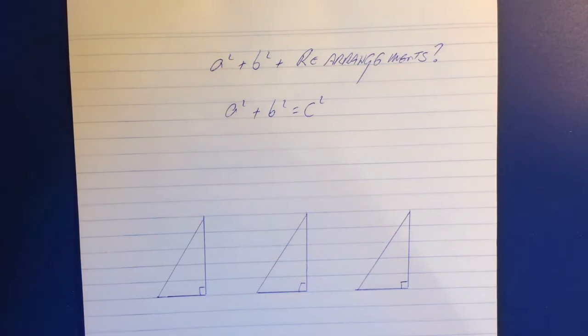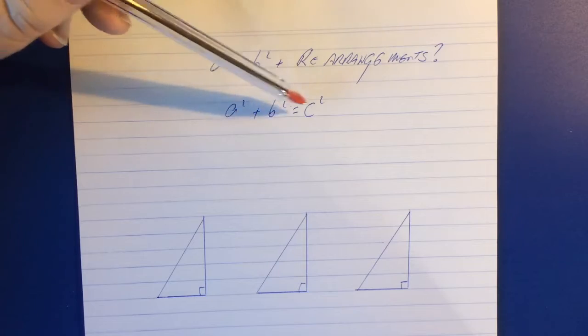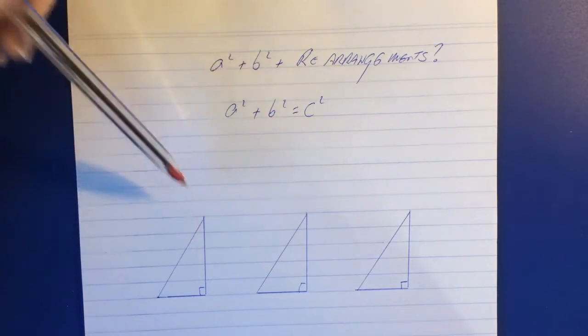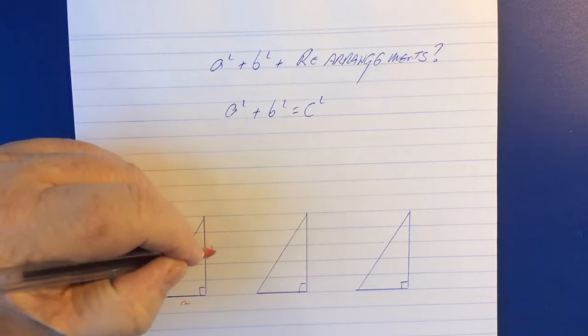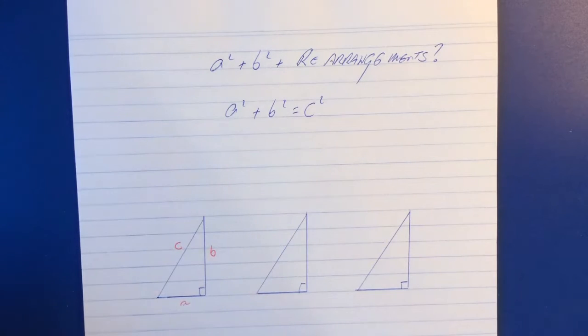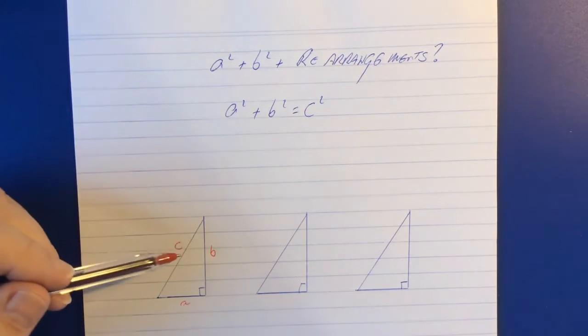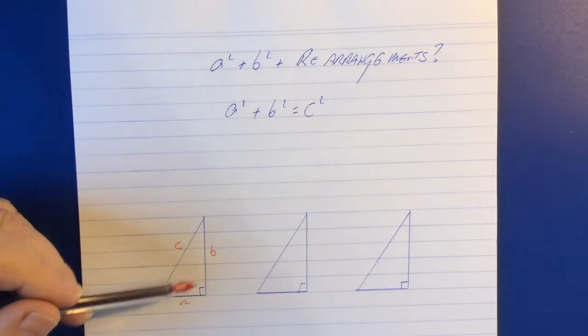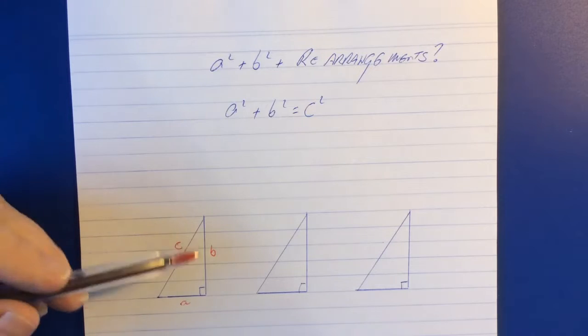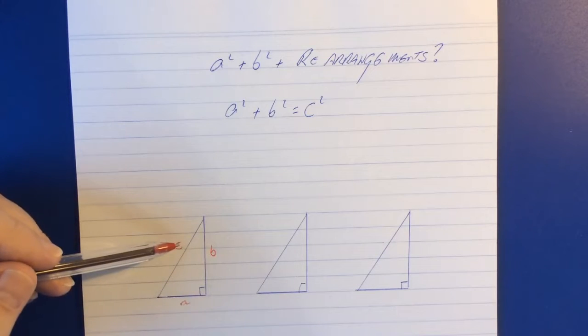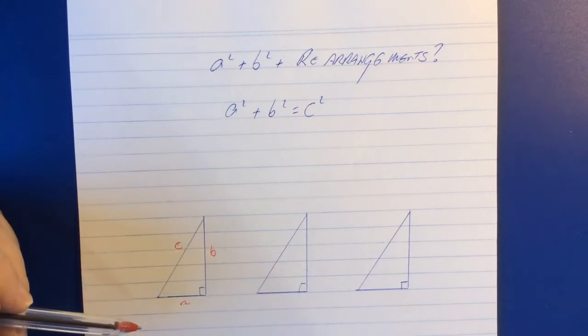What I'm going to assume in this video is that you are at least familiar with Pythagoras' theorem, a squared plus b squared equals c squared, where you have a right-angled triangle, and this would be a, this would be b, and this would be c. And if we knew these two sides, we could find this side. So a squared plus b squared equals c squared.